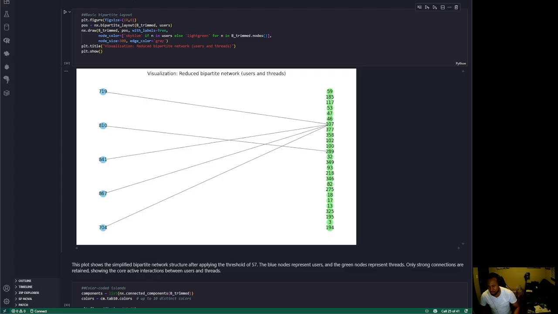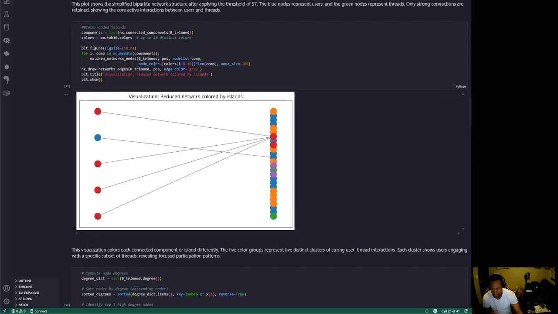Instead of showing the entire dense network, this visualization highlights a small subset where interactions are more focused or easier to trace. As we can see, several users are connected in the network, indicating shared activity and overlapping interests among them. This kind of view helps identify key users who participate in multiple threads, or popular threads that attract several users.